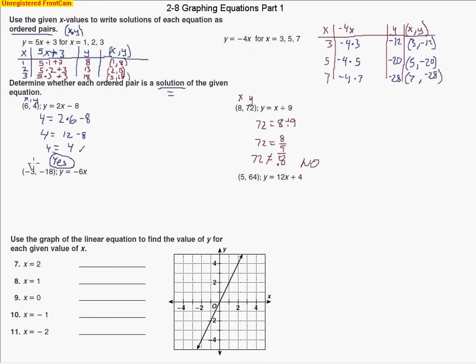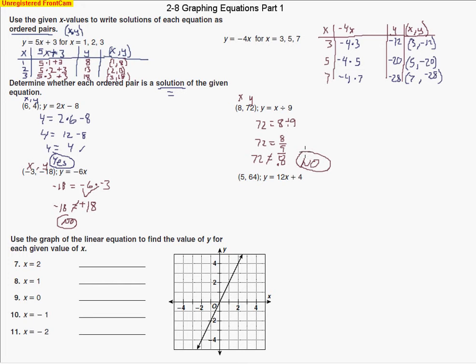Again, here's our x. X always comes first, then y. The reason they do that is they call them ordered pairs. And ordered pairs go in alphabetical order. X comes before y in the alphabet, just as the -3 here, the first coordinate, comes before the second coordinate. So we go ahead and substitute in. -18 equals -6 times -3. Well, it just about makes it, but negative times a negative makes a positive. So this would be positive 18, not negative 18. So this is another no.